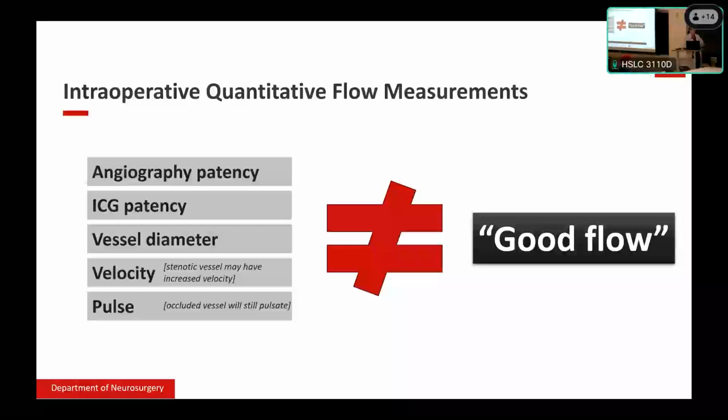And then pulse, people will talk about, well, they palpate the pulse of the STA, and that's misleading too, because sometimes an occluded vessel will also pulsate because it's feeling the end of that pulsation. And actually, you can argue that if the pulse has increased, that could potentially be a bad sign, because that means that they're up against a highly resistant vascular bed, or it might even be occluded.